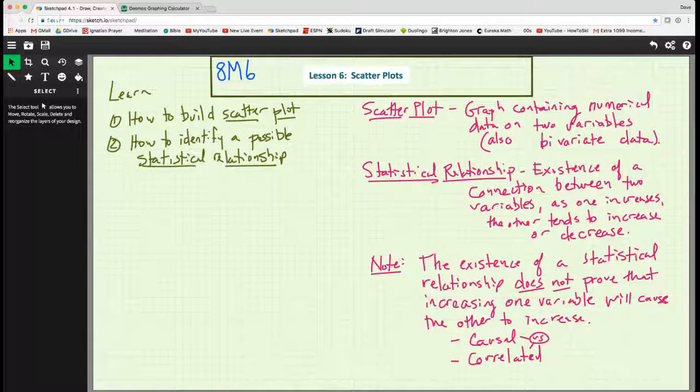Okay, wait a minute. I just want to make sure you're seeing what... Let's make sure we're seeing the same thing. Yeah, we are seeing the same thing.